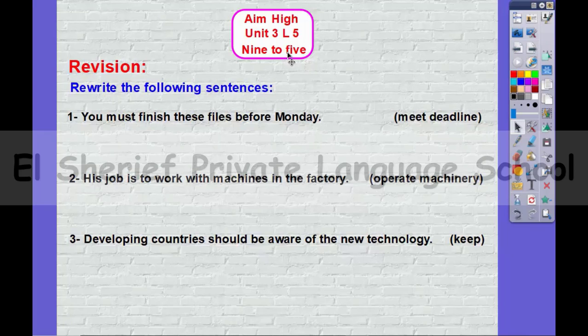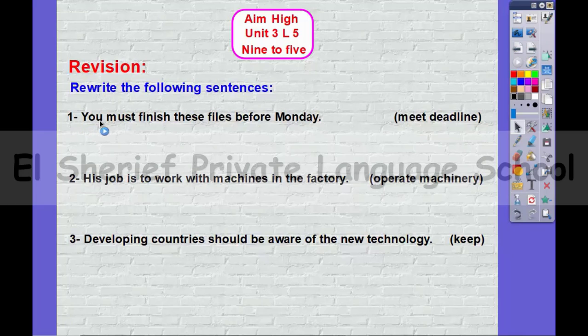Hello everyone, today we're going to study lessons 5 and 6 of Unit 3 titled 9 to 5. So let's do this quick revision here. Rewrite the following sentences using the words in brackets.